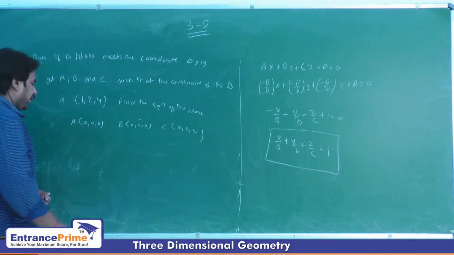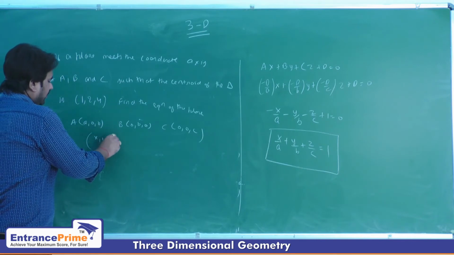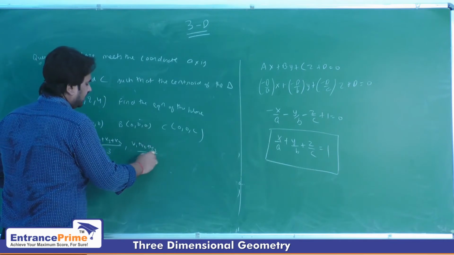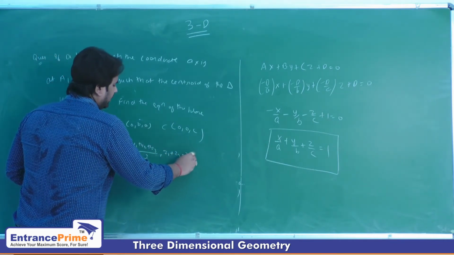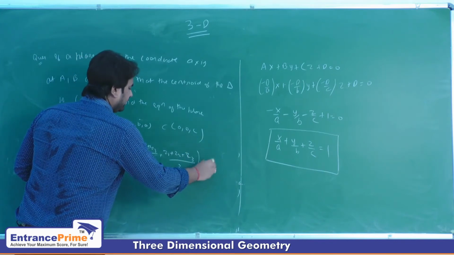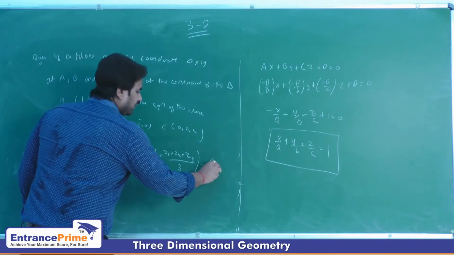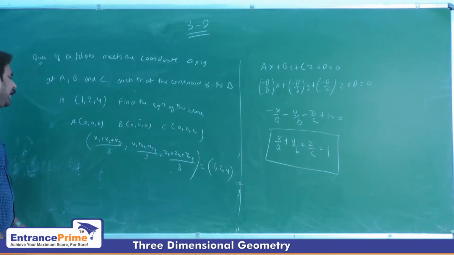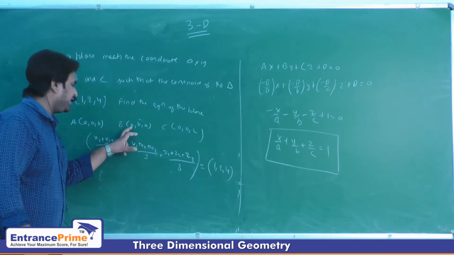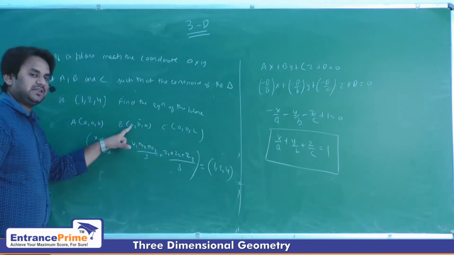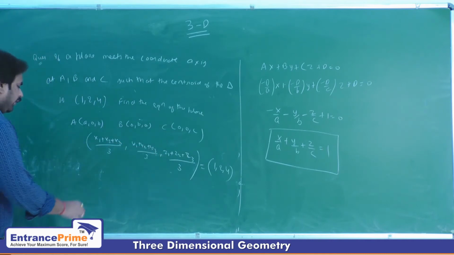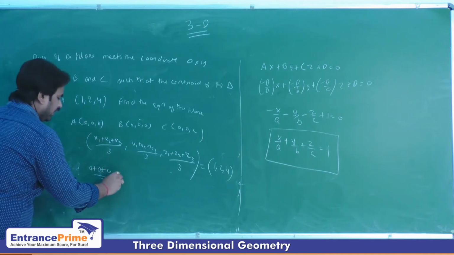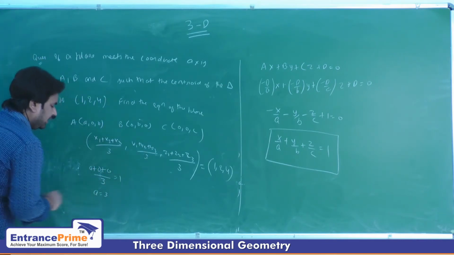So what is the formula of centroid? Centroid is x1 plus x2 plus x3 divided by 3, comma y1 plus y2 plus y3 divided by 3, comma z1 plus z2 plus z3 divided by 3. That is given as 1, 2, 4. So first of all I am calculating the x coordinate. This is a plus 0 plus 0, because this is x1, this is x2 and this is x3. So it will become a plus 0 divided by 3, that is equal to 1. So a comes out to be 3.